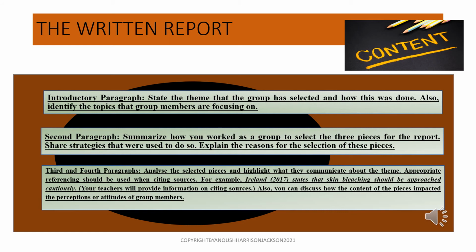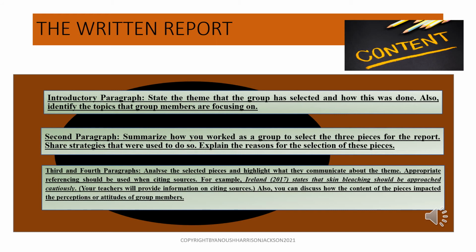In your introductory paragraph, you should state the theme that the group has selected and how this was done. Also, identify the topics that the group members are focusing on. In your second paragraph, you should summarize how you worked as a group to select the 3 pieces for the report. Share strategies that were used to do so, and then explain the reason for the selection of these pieces.